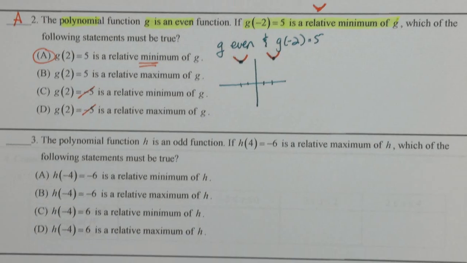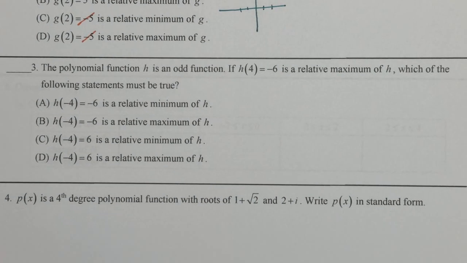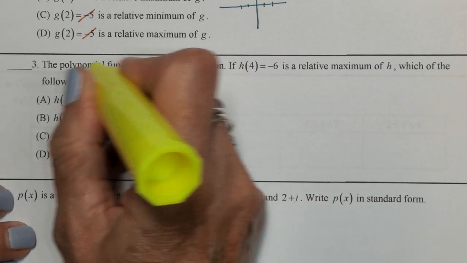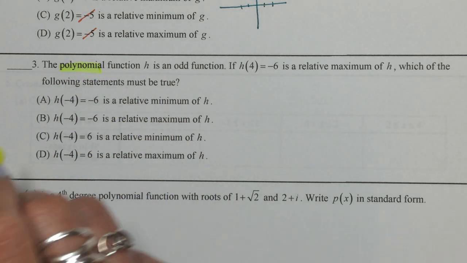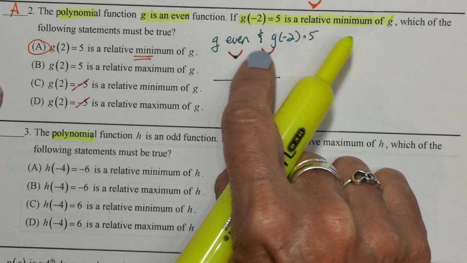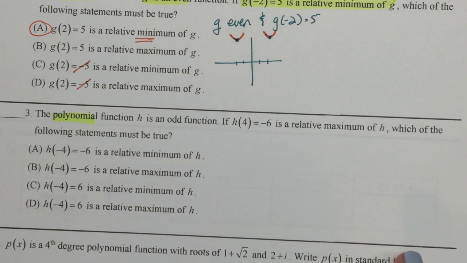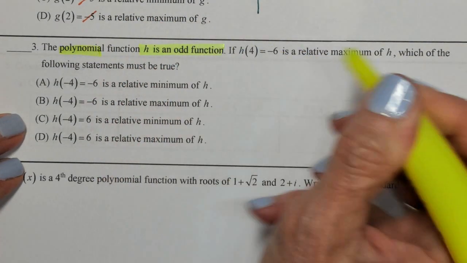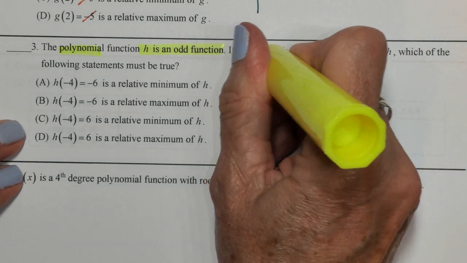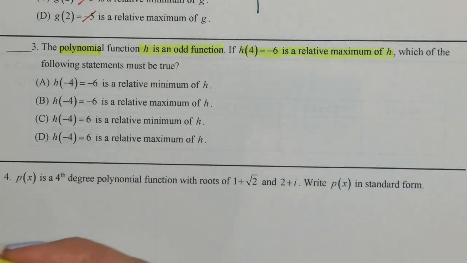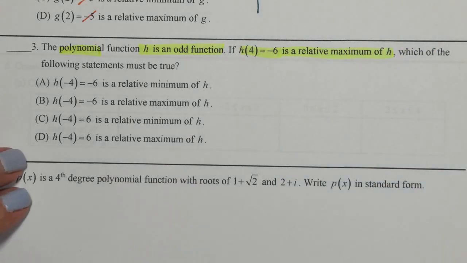So in class, I would have you guys do number 3 on your own. The polynomial function h, so you might want to pause, try it on your own, come back, see if you got it right. We know that h is polynomial, which tells me that it is smooth and continuous, and it just tells me something for sure. Okay, h is an odd function. H of 4 is -6, and that is a relative maximum of h. Which of the following statements must be true?